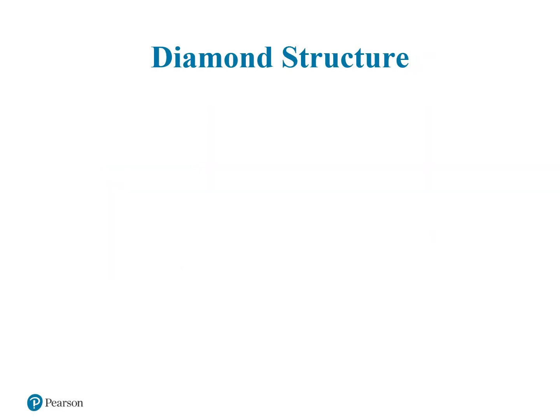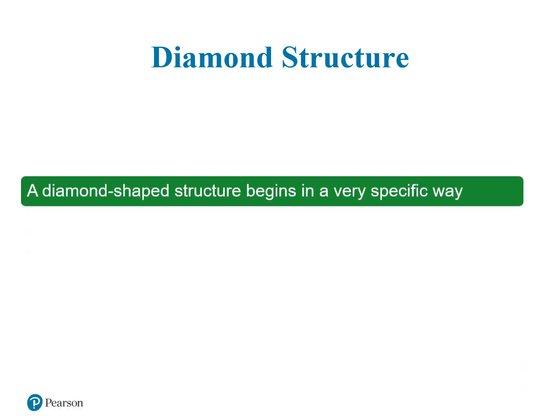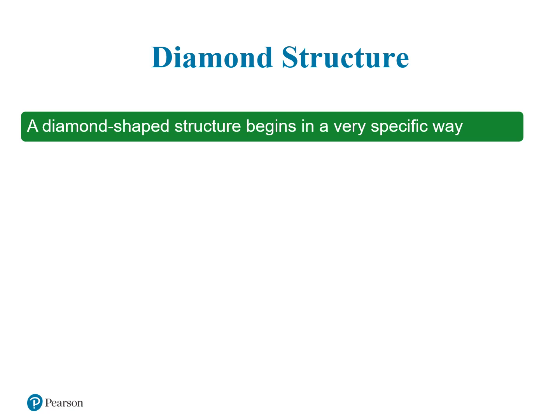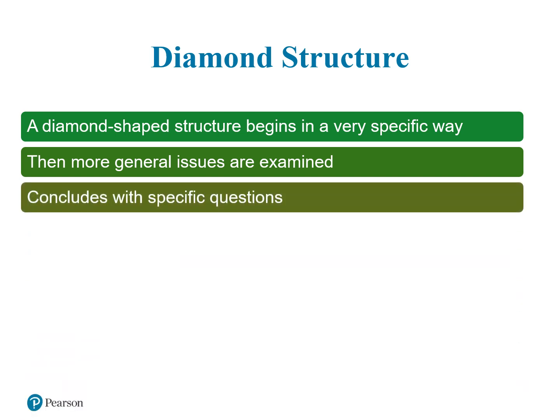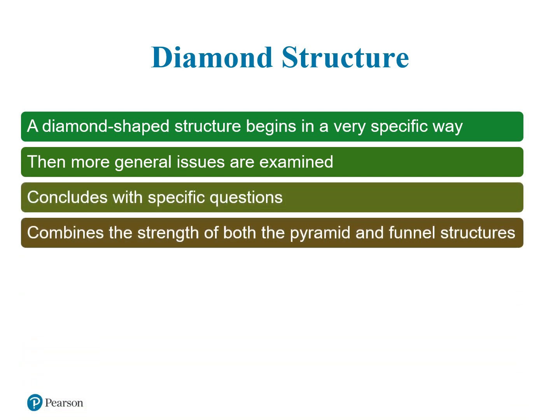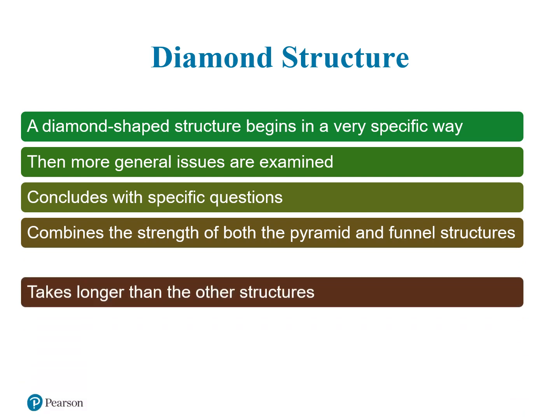Okay, so for the diamond structure, as I said, it's like a sandwich. You start with specific, then in the middle we have open-ended, then we have the closed questions in the end. So the diamond-shaped structure begins in a very specific way, then more general issues are examined, and then it concludes with the specific questions. It combines the strengths of both the pyramid and funnel structures.